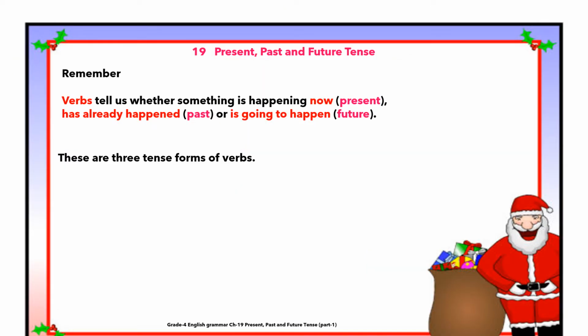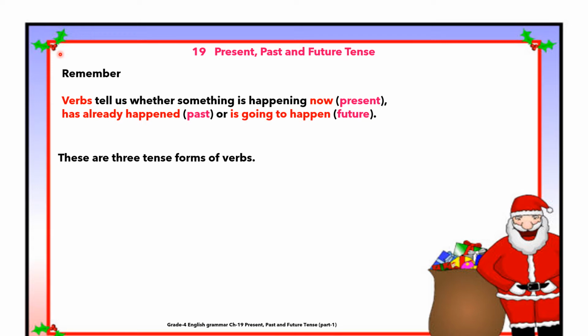Children, take out page number 67, and as you have learned earlier, verbs are action words. They tell us about an action. For example, sing, talk, laugh, jump, eat, etc.